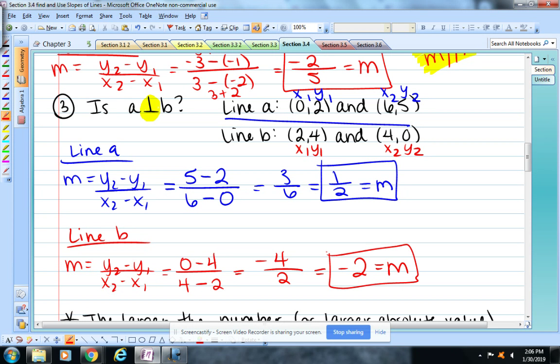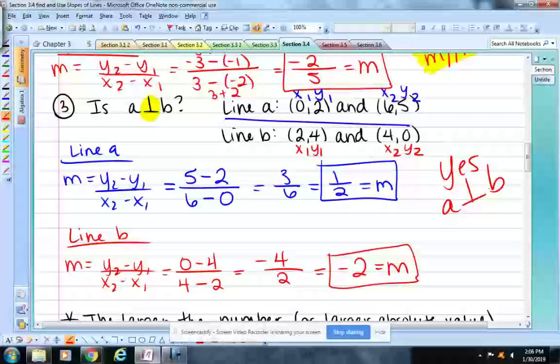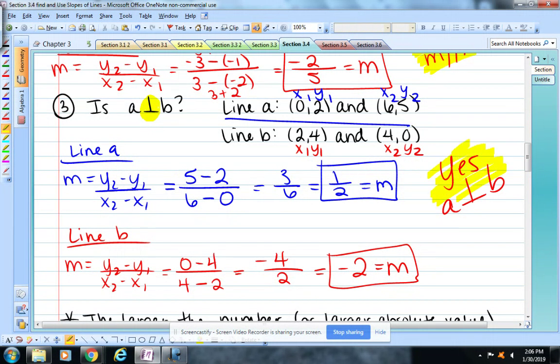But did they ask me for parallel? What did they ask me? If they were perpendicular. How do I see if they're perpendicular? If I can flip them and change the sign and get the other one, then they're perpendicular, right? If I flip 1 over 2, I get 2 over 1, I change the sign, that's negative 2, isn't it? Yeah, so are A and B perpendicular to each other? Yes, I'm going to say yes, A is perpendicular to B. And I'm going to use my symbols because it takes up less space. And we need to learn our symbols. So upside down capital T is perpendicular.